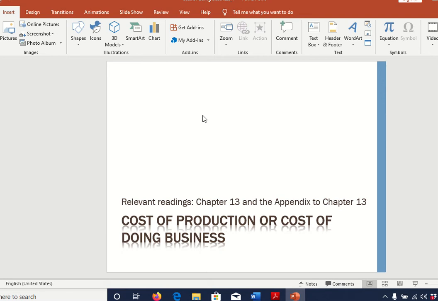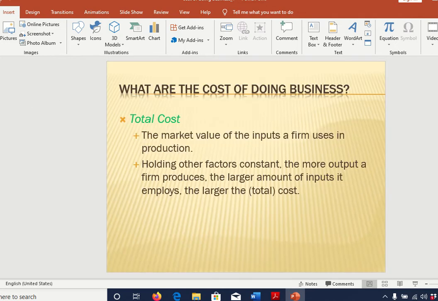Today we're going to cover the cost of production, or cost of doing business. It is important to understand, if we want to understand a firm, it is very important to understand the cost. So, total cost is the market value of the inputs a firm uses in production.